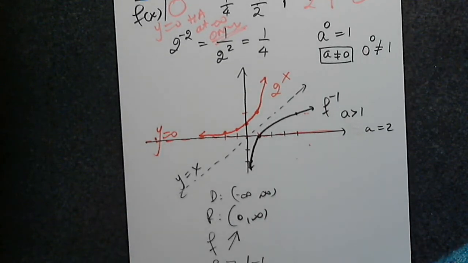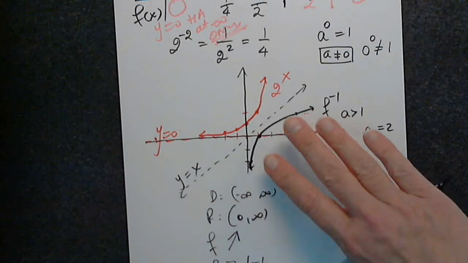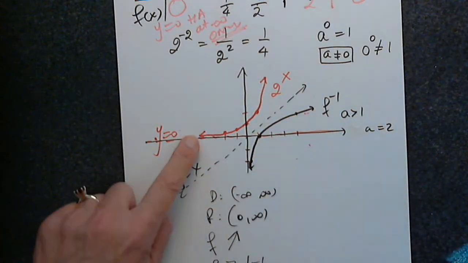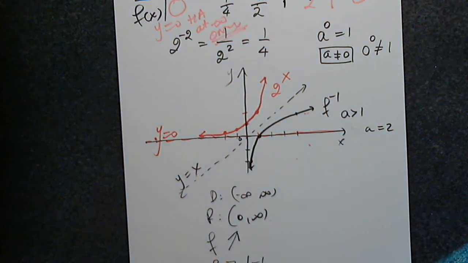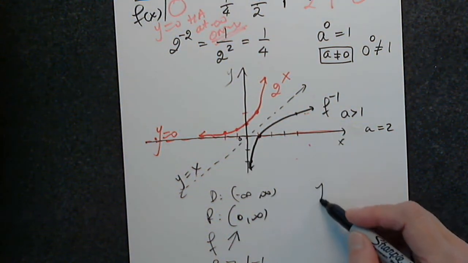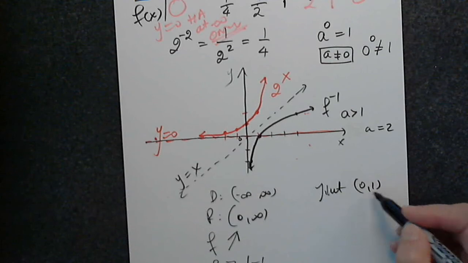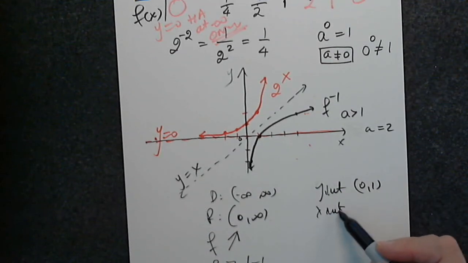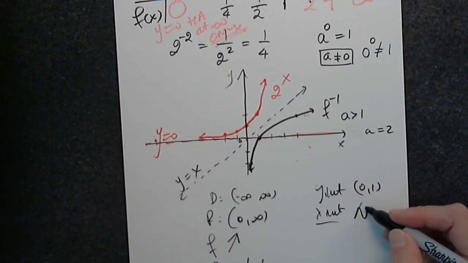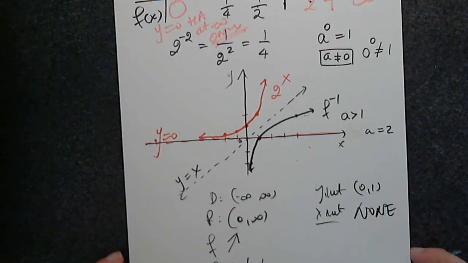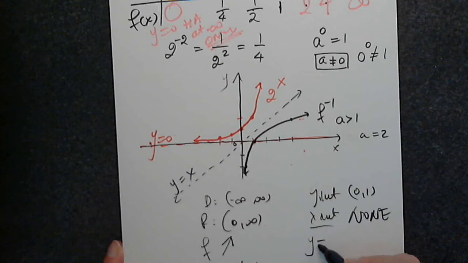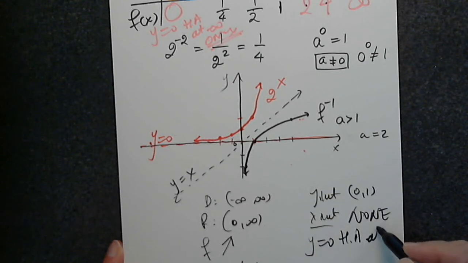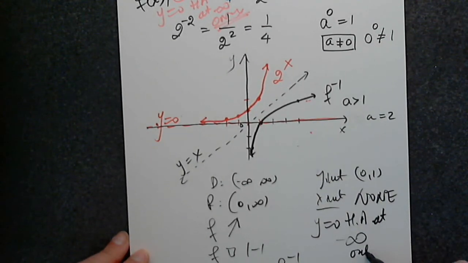Does it have y-intercept? Not the inverse. I'm still talking about 2 to the x. Does it have a y-intercept? Perfect. Y-intercept is 0, 1. Does it have an x-intercept? No. Very good. Does it have any asymptotes? Yes. Y equals 0, horizontal asymptote at negative infinity only.